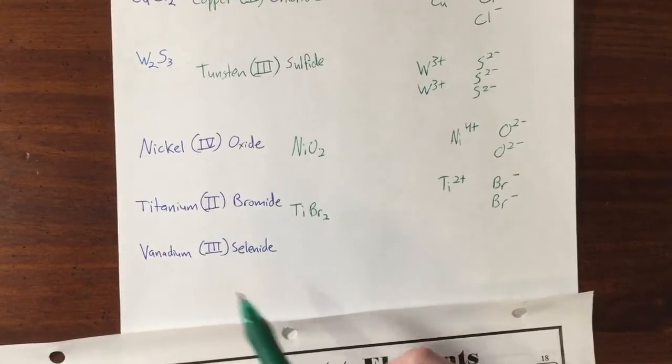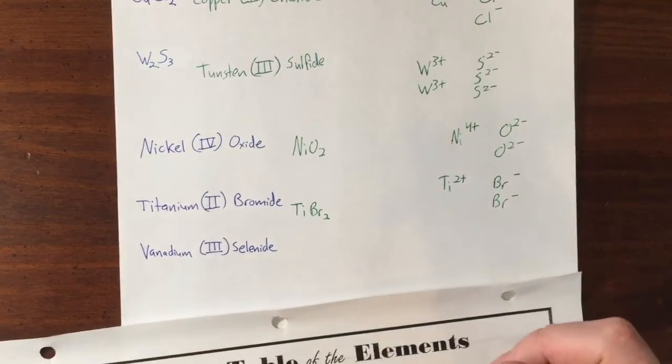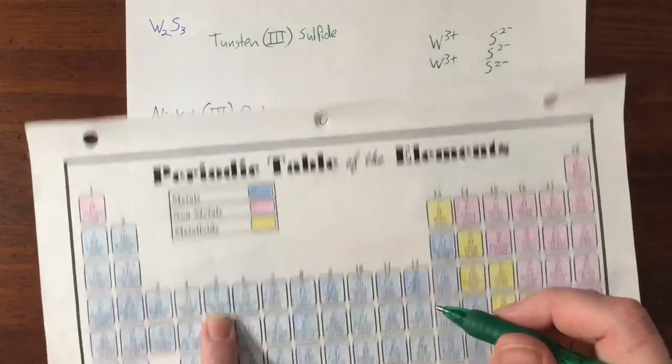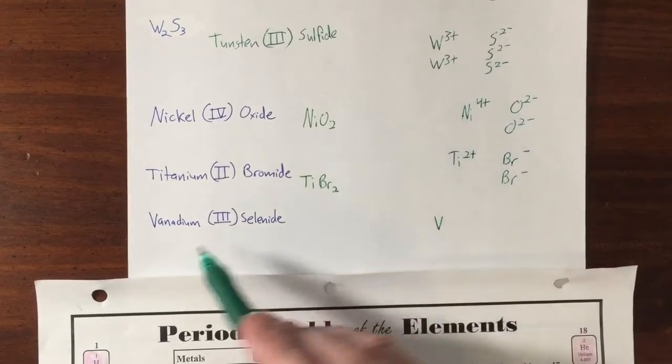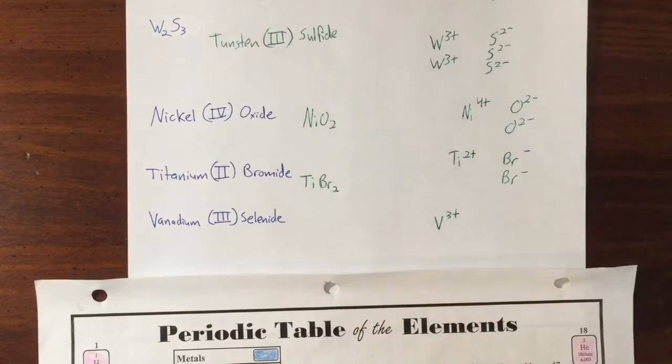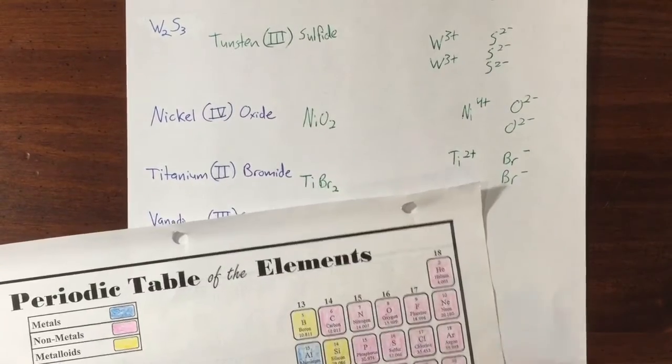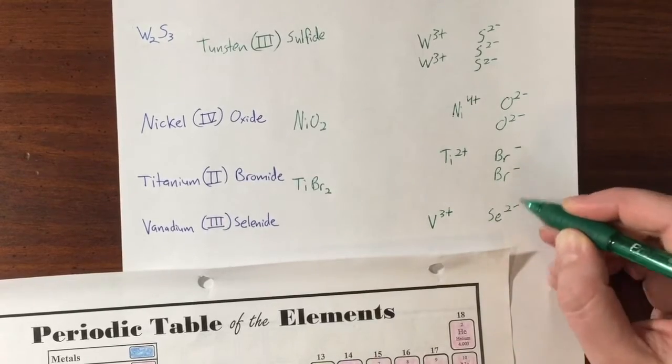All right, let's get fancy. Vanadium 3 selenide. Vanadium is right here on the periodic table, number 23. Vanadium, and it tells me it has a +3 charge. Selenide is selenium, Se, and it has a -2 charge.